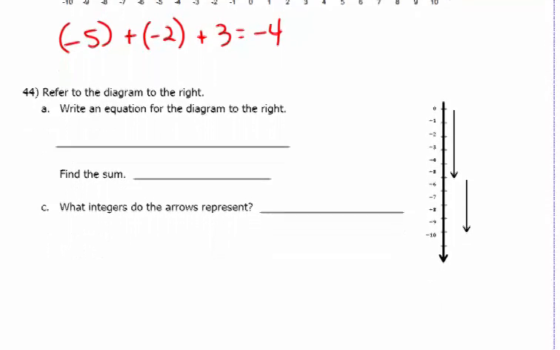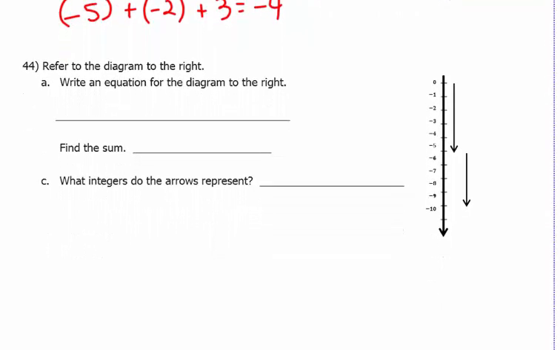Question 44, refer to the diagram to the right, write an equation for the diagram. If you notice, the numbers are off a little, so I apologize. That's 0, and if you notice as we go down, they get off a little. So on the bottom, it looks like they're actually in the wrong spot.